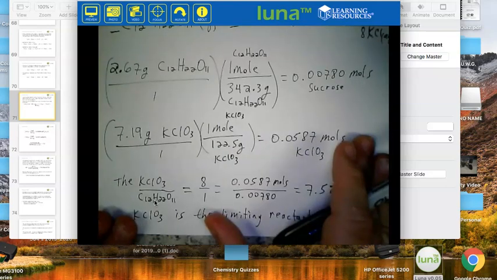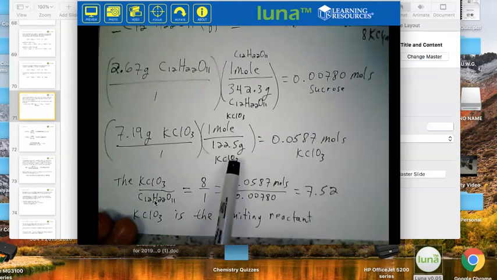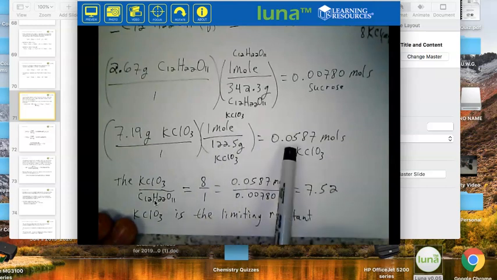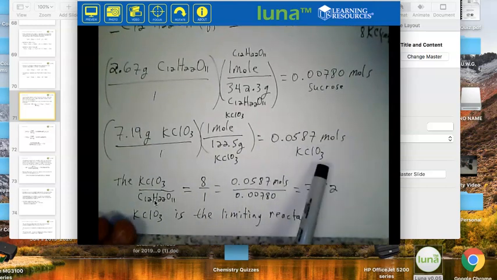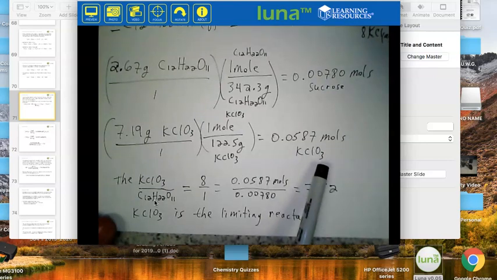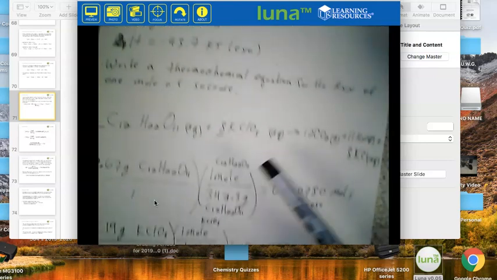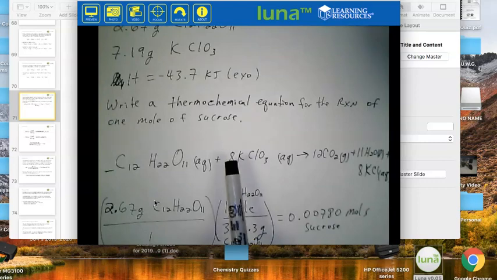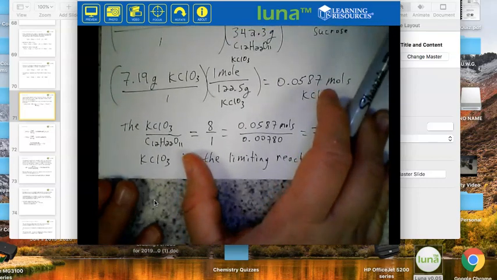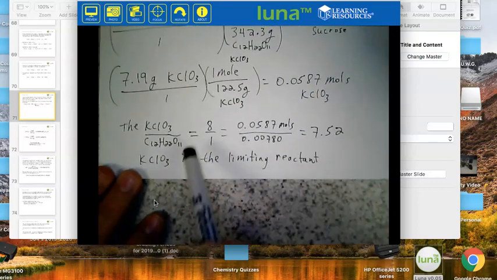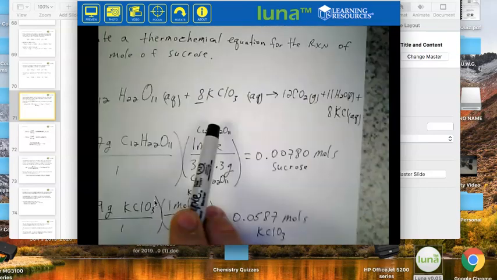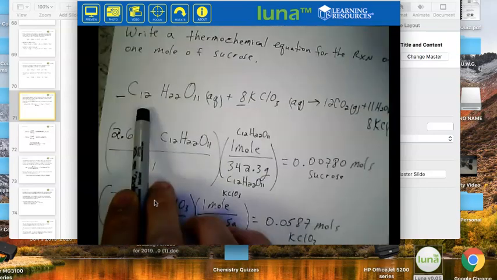I do the same process for potassium chlorate. This is the molar mass for potassium chlorate. I get 0.0587 moles of potassium chlorate. All right, so I know that my chemical equation says I need an 8-to-1 ratio here. So I need 8 moles of potassium chlorate for every 1 mole of sucrose.